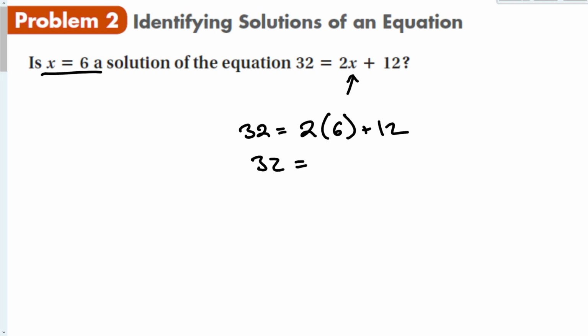So usually when we solve things, we like to work down, follow order of operations. So that's going to be 2 times 6, which is 12 plus 12. Multiplication comes first. Now we do addition, and 32 is not equal to 24. So is x equals 6 a solution? So the answer to this question is no, it is not. It is not a solution. Let's try a got it problem.